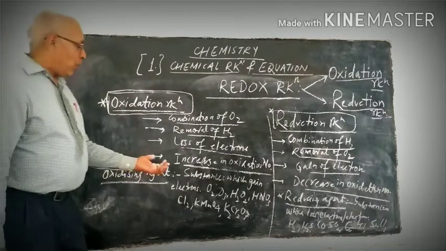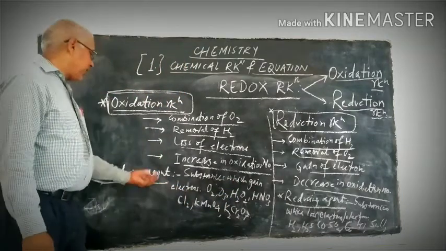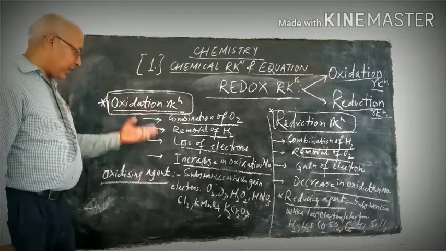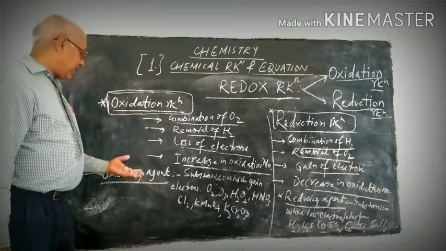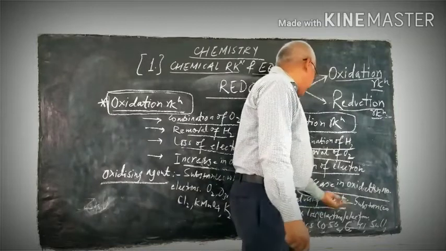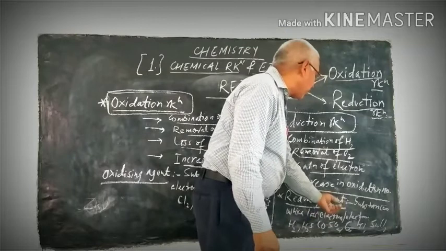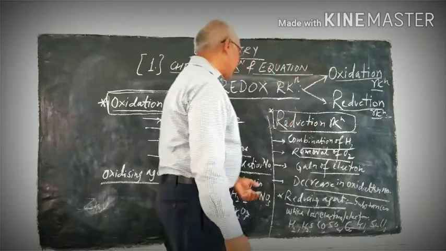Now, an oxidation reaction requires an oxidizing agent. The substance that gains electrons is the oxidizing agent. It is just the reverse of the oxidation reaction. Similarly, for the reduction reaction there is a reducing agent. It means the substance which loses electrons is the reducing agent.